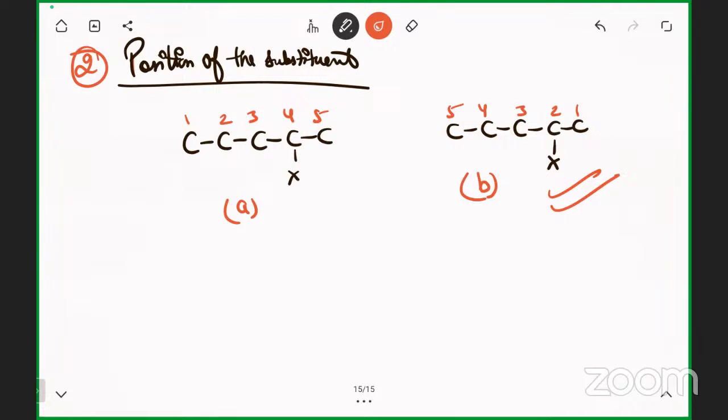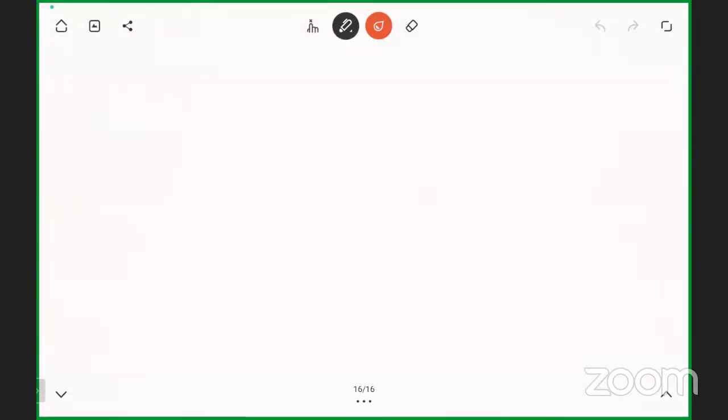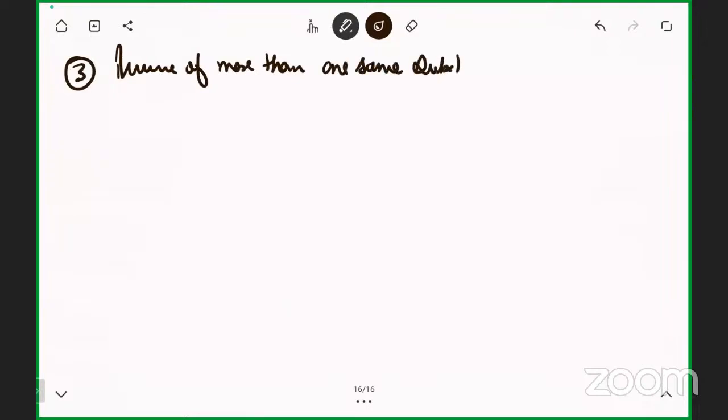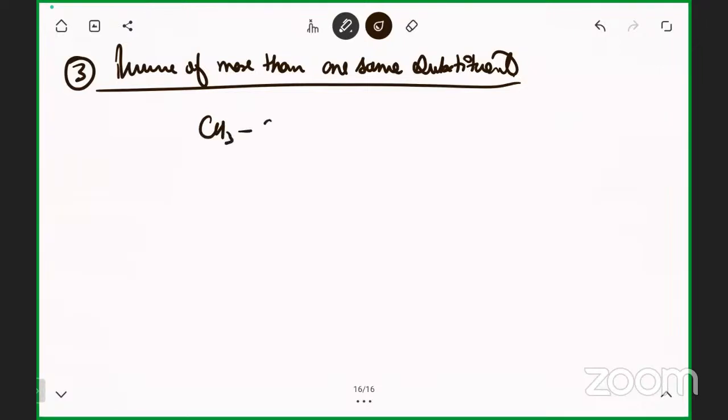Okay, so one more, the third rule. See, lowest set of locants I'll let you know later. First we are going for the basic rules. The third case is the presence of more than one same substituent. If more than one same substituent is present, then what will you do? For example, CH3, CH, CH3, CH2, C, CH3, CH3, CH3.